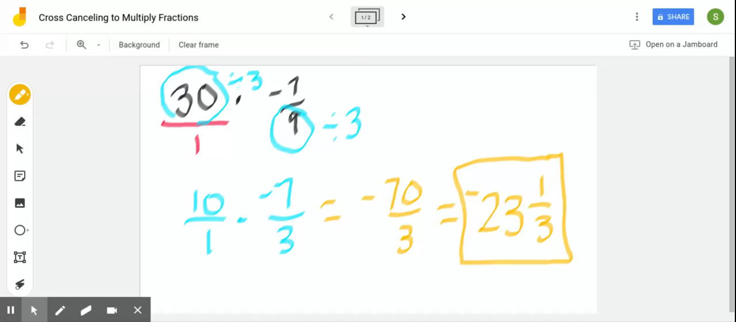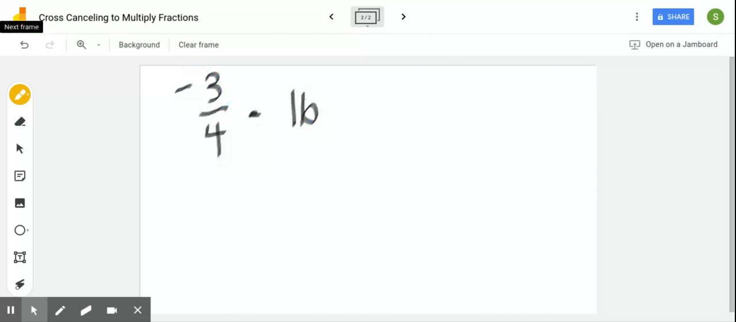Okay, so I did a lot of rewriting when I showed you that because I wanted you to really see the problem that we were doing, but now I'm going to show you a simpler way of writing it. So I'm going to do the same thing on this problem. I'm going to take 16 and change it into an improper fraction, 16 over 1. And now I'm going to look at 4 and 16, and I know that they have a common factor of 4. So I'm going to cross out the 4.